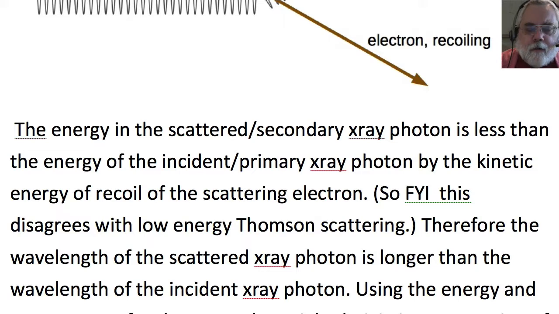The energy in the scattered or secondary X-ray photon is less than the energy of the incident or primary X-ray photon by the kinetic energy of recoil of the scattering electron. So, FYI, this disagrees with low energy Thomson scattering. Therefore, the wavelength of the scattered X-ray photon is longer than the wavelength of the incident X-ray photon.